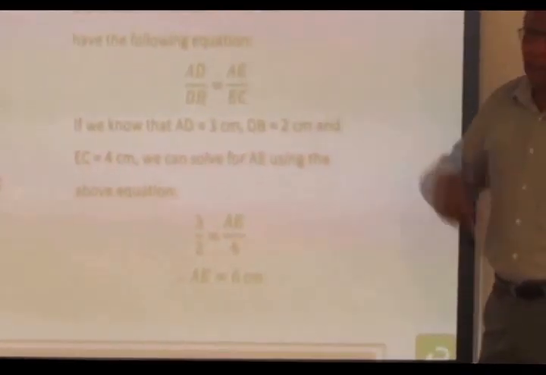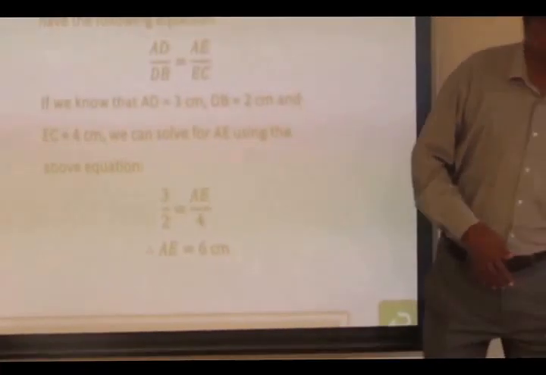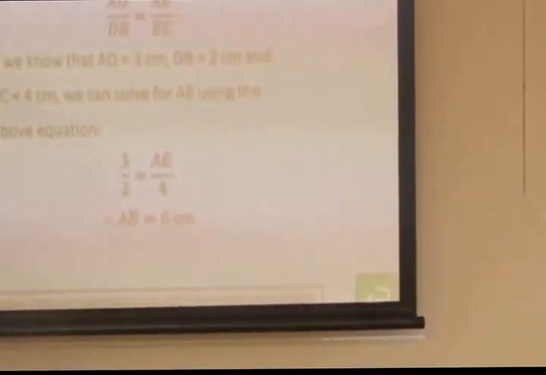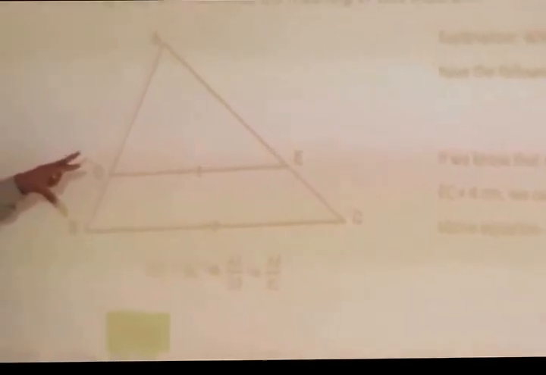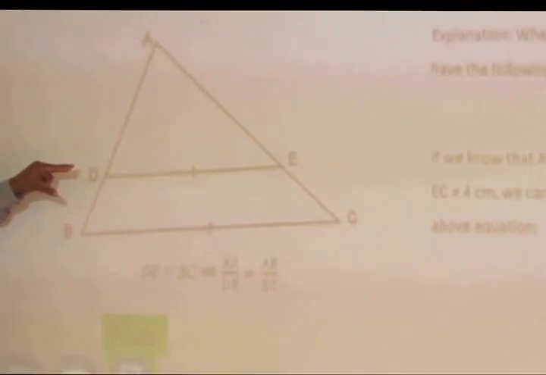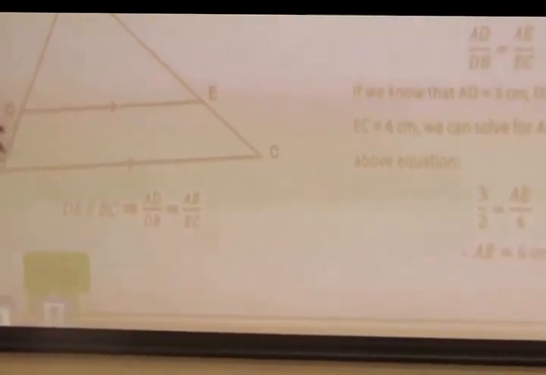Now, we usually change that around. We normally don't like DB. Why is DB not the most convenient side to work with? Any reason? Well, it's not a big reason, it's nothing profound. The reason is that DB doesn't belong to a triangle. How many triangles in the diagram?